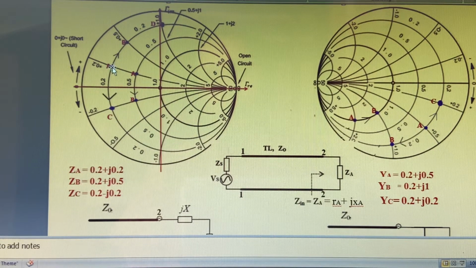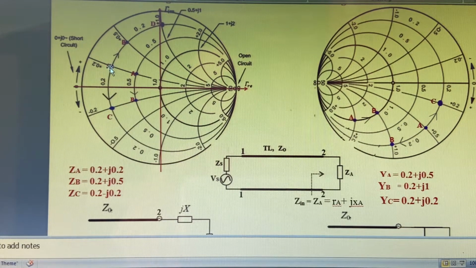Similarly, from A, if you move in the anti-clockwise direction on the same resistance circle, the resistance value remains the same, but the reactance reduces. That means we are adding a capacitor in series with the existing value of A. That's why the reactance decreases. So here the reactance is minus 0.2. Initially it is 0.2 at point A, now it is minus 0.2. That means it reduced as you move from A to B.